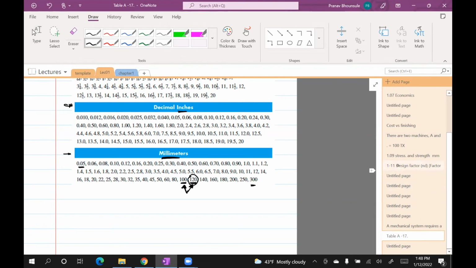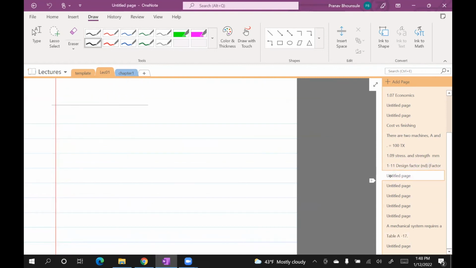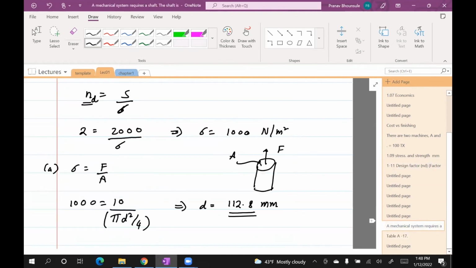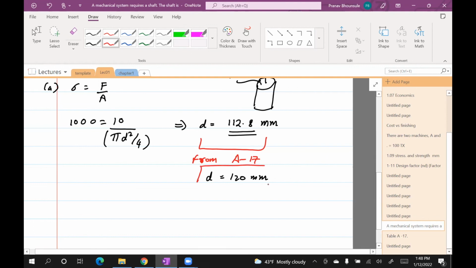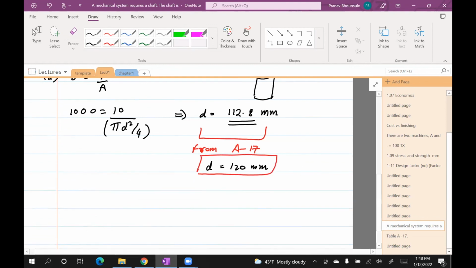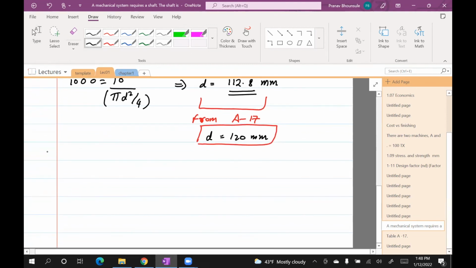Let's go back and choose. So from A17, we'll choose D equals 120, which is the larger of the diameters which we saw on the table. So that's the answer. Now let's go back and find the factor of safety, because now we've completed a design and we can build the shaft.